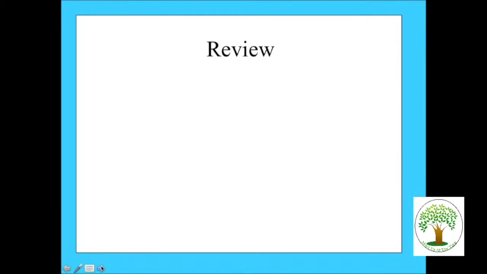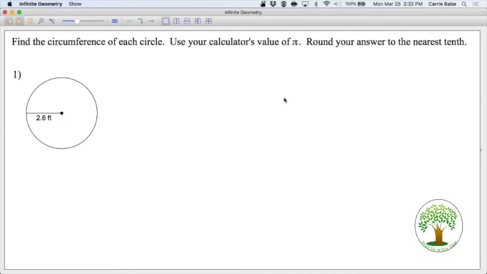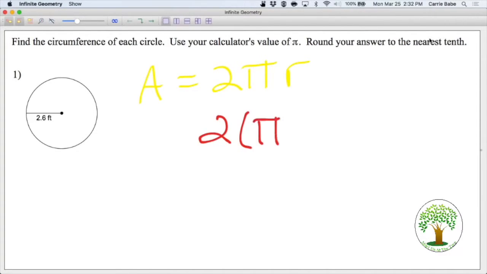Okay. Let's do some examples. We're going to do 1 through 9 together. For 1, make sure you read the instructions. It's going to tell you if it wants it to be exact or rounded. It says find the circumference of each circle. Use the calculator's value of pi. Round your answer to the nearest tenth. So we're going to use our formula, 2 pi r: 2 times pi times the radius, 2.6. I would just put that in my calculator.